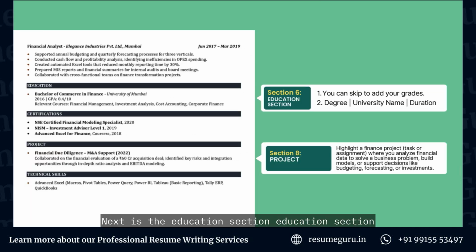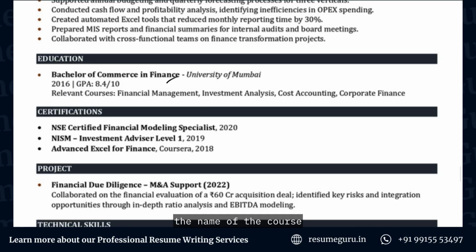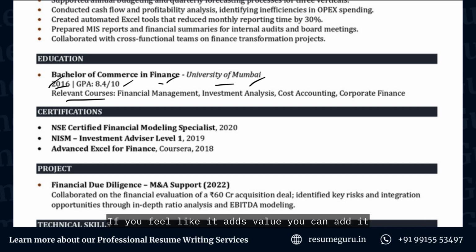Next is the education section. Education section is pretty simple. This is where you add the name of your course, name of the university, when you graduated. You can also add any courses that you did and also your GPA. Now this is not mandatory at all. If you want, you can keep it very brief and only add these 3 things, basically the name of the course, the name of the university and the graduation date. You can skip adding your grades and relevant courses if you want. If you feel like it adds value, you can add it, but you can skip it also.